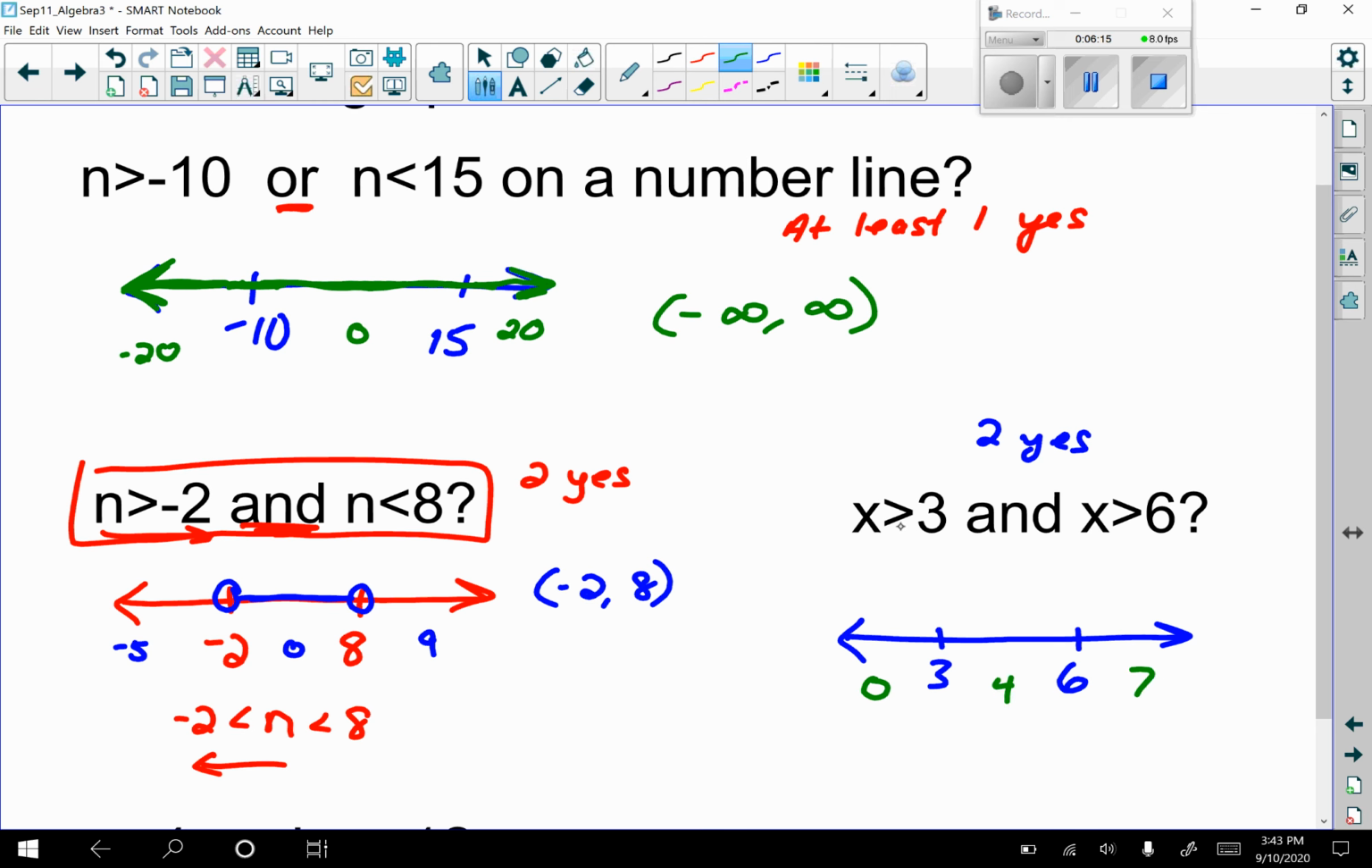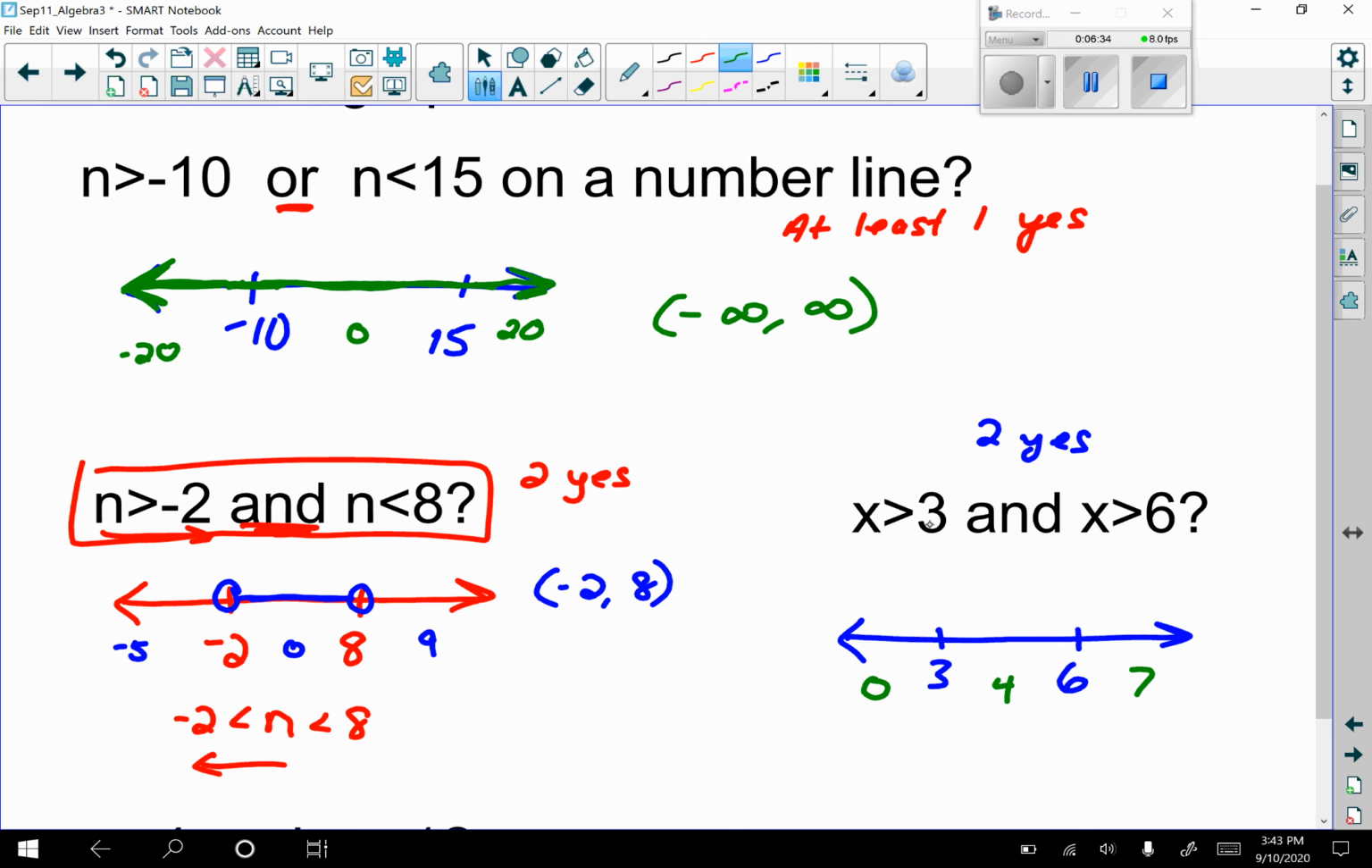Is 0 greater than 3? No. And as long as I get 1 no, I don't shade. And if I just check the other one, is 0 greater than 6? No. So I don't shade to the left of the 3. Is 4 greater than 3? Yes. Is 4 greater than 6? No. So I don't shade in between the 3 and the 6.